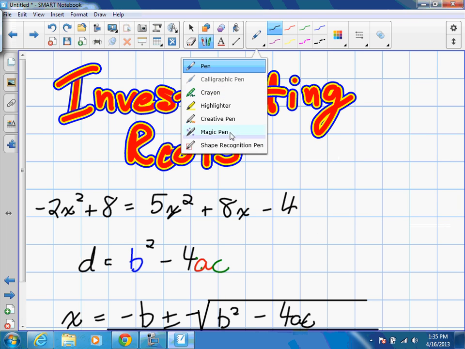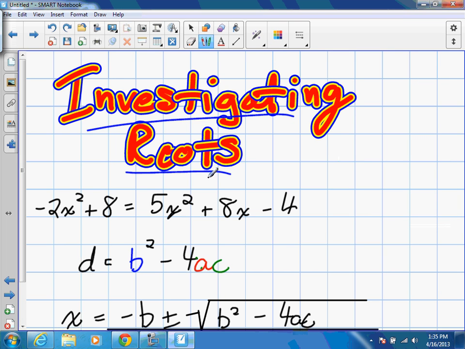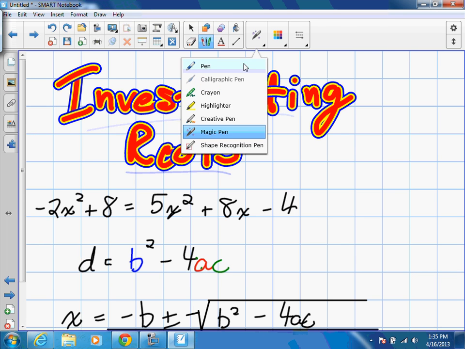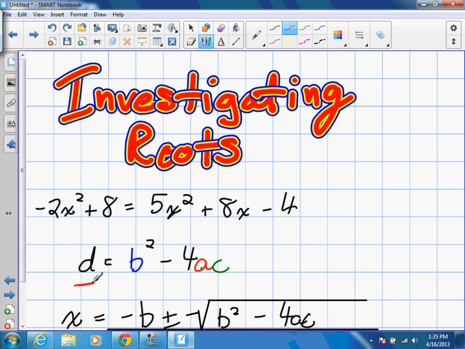Okay, we're going to be doing what's called investigating roots, and we're going to be using a formula known as the discriminant. I've written it as D here, but normally there's nothing on the other side of this. This is known as the discriminant, and we use it to tell us how many roots or x-intercepts are in an equation.